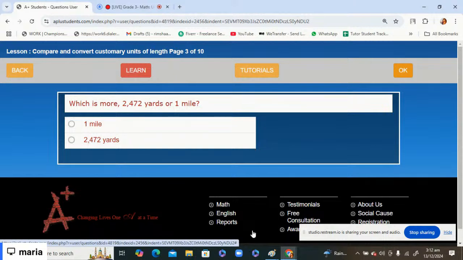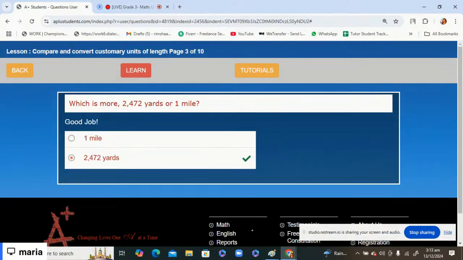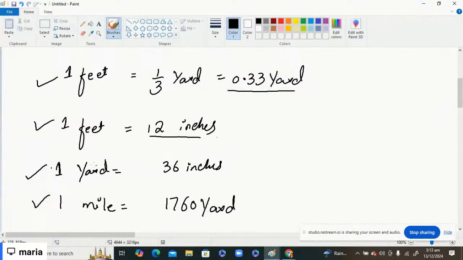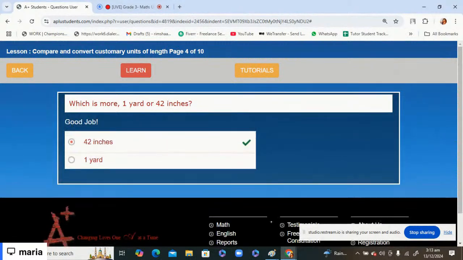2472 yards or 1 mile. As we know, 1 mile is equal to 1760 yards. So here it's greater. So we can say that yard is greater here. Now, which is more, 1 yard or 42 inches? Basically, we already know it: 1 yard is equal to 36 inches. Okay. So here is 42, which is greater. So 42 inches are greater as compared to 1 yard.